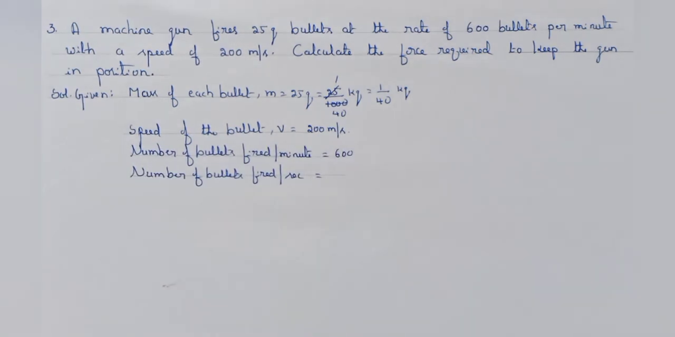To find the number of bullets fired per second, divide 600 by 60, you will get 10. Therefore, the number of bullets fired per second is 10.